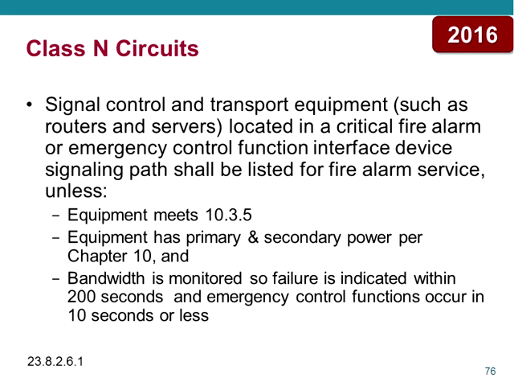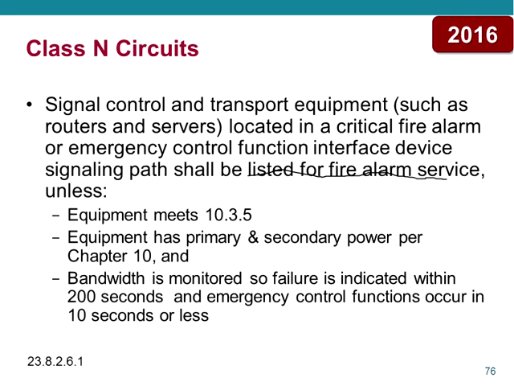Again, Class N circuits have other requirements beyond those located in Chapter 12. So if I use Class N circuits, I've got some requirements in 23.8.2.6.1. And the equipment must meet 10.3.5. 10.3.5 is listing requirements, so it has to be listed. Okay, it says right here it's going to be listed for fire alarm service, unless it meets 10.3.5, which has some other requirements in it. Primary and secondary power have to be provided, so I'm going to have 24 hours of standby power and at least 5 minutes of alarm, and if not, 15 minutes of all connected load, depending on the type of system.